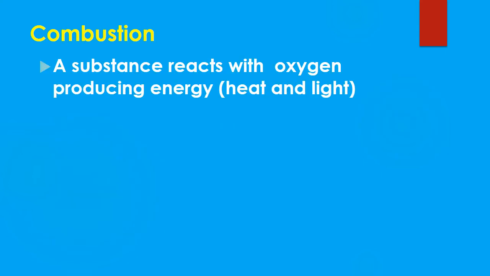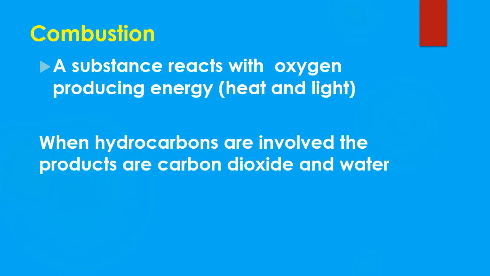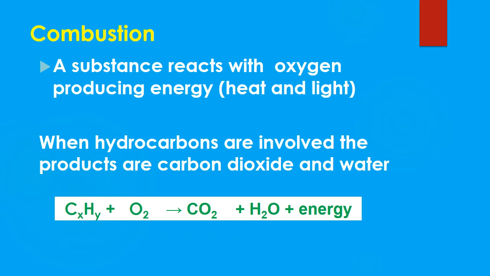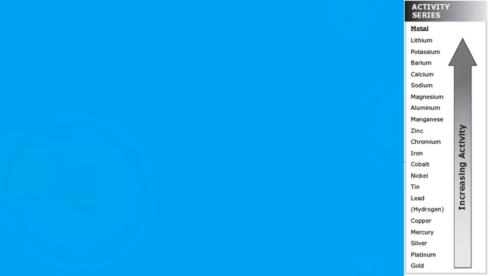Combustion. A substance will react with oxygen, producing energy, and the energy is in the form of heat, and sometimes you can have light being produced. In most cases, you'll have light also being produced. When it involves hydrocarbons, remember these are the compounds that contain carbon and hydrogen only. Sometimes you have other elements like oxygen, nitrogen, sulfur mixed in with our carbon and hydrogen. The products here for our hydrocarbons, those that contain carbon and hydrogen, will always be carbon dioxide and water. And of course we'll have energy being produced.